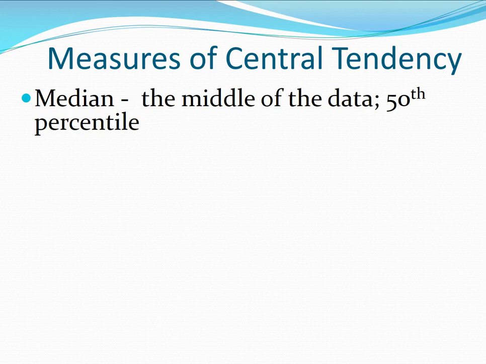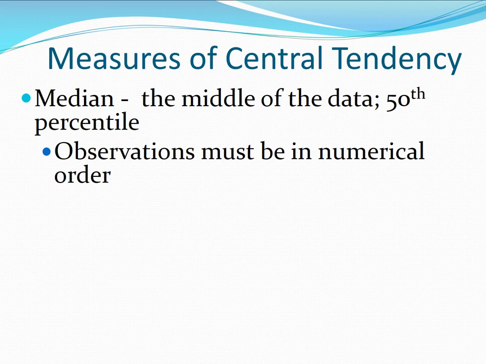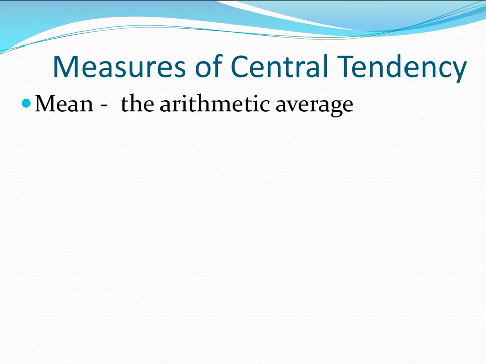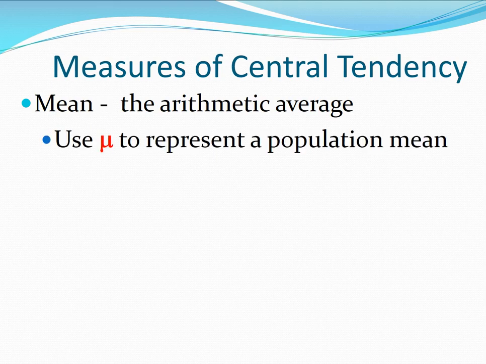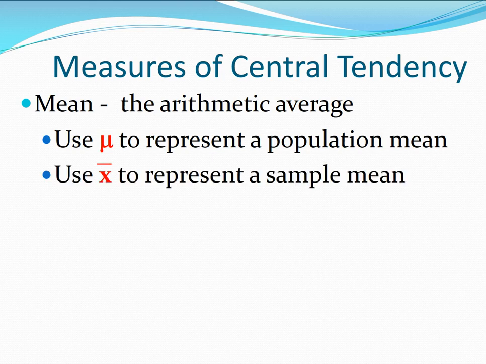Now, measures of central tendency. If we're talking about the center of a data set, we want to talk about the median, which would be the middle of the data, the 50th percentile, 50% above, 50% below. It helps if the observations are in numerical order. So one of the first things we want to do when we have a data set is put those in order. Another measure of central tendency is the mean. That's the average. This is where you add them all up and you divide by how many there are. We use this symbol mu to represent a population mean, and we use x bar, which is that symbol, to represent a sample mean. You're going to get very familiar with those two symbols.